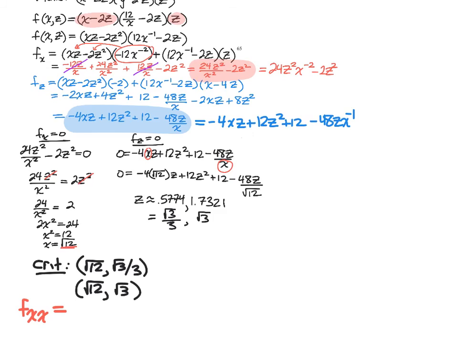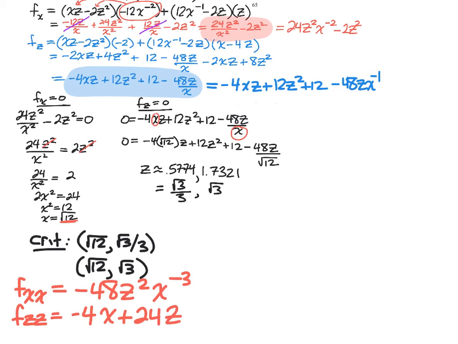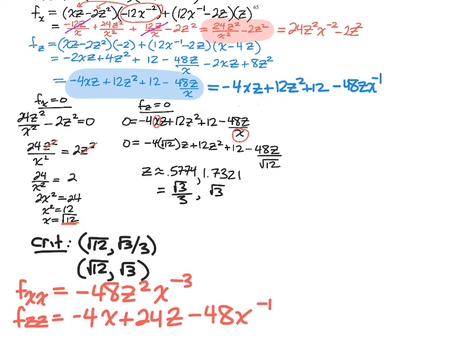Just got to dive in and do it. Negative 48z squared x to the negative third, f sub yy, zz. It is not charging for some reason. So negative 4x plus 24z, and then we'd be looking at minus 48x to the negative first, and then we need second order partial or mixed partials.